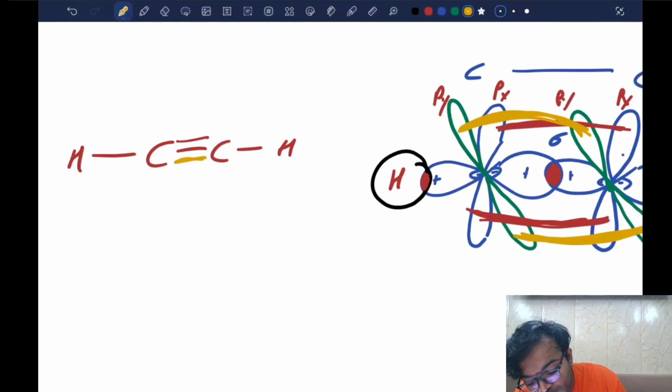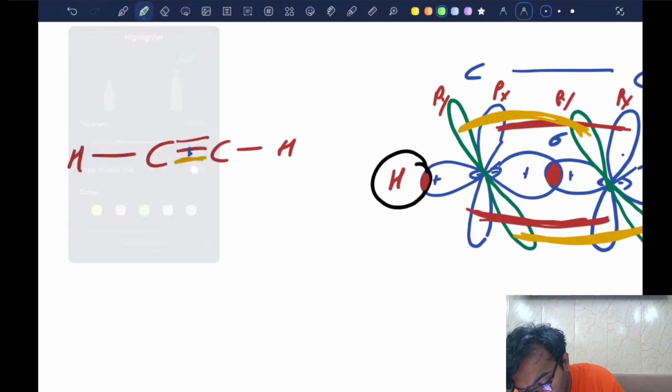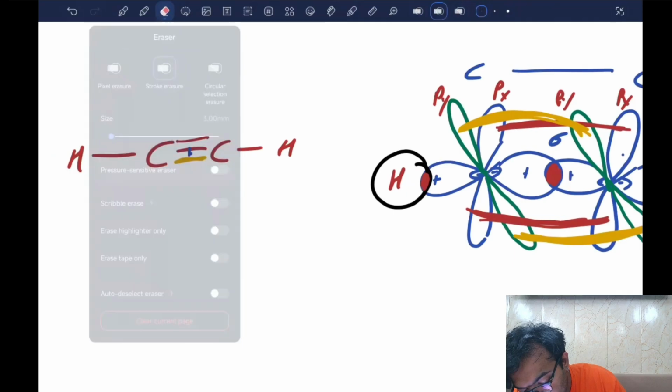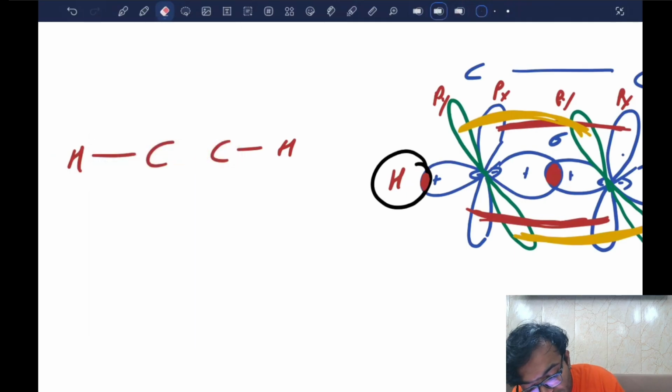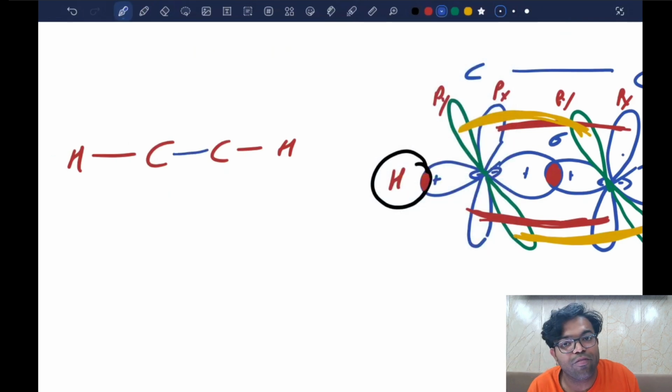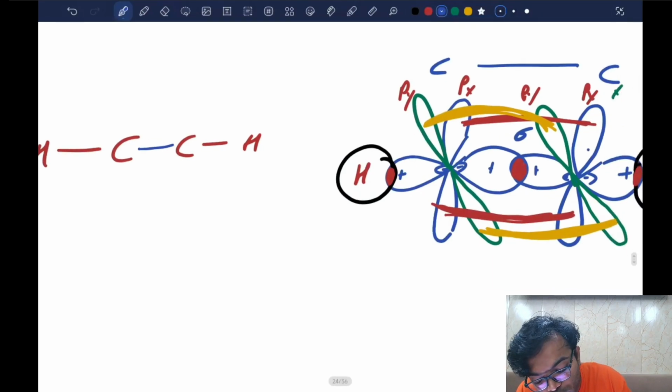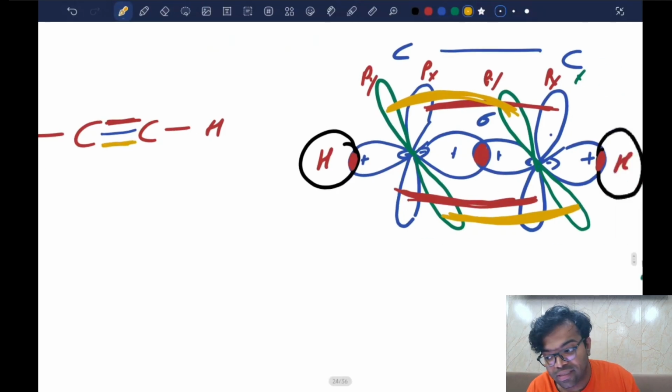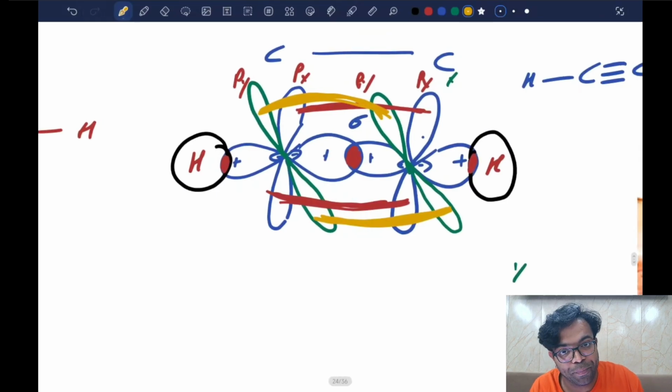Clear? So the blue bond, I'll just make it more clear. The blue color bond was due to the sigma bond, that is the sp-sp orbital overlap. The red color bond was due to the px-px overlap, making it the first pi bond. And the py-py overlap is represented by the yellow color. This is how you get a triple bonded ethyne molecule. Is it clear, Drupad?